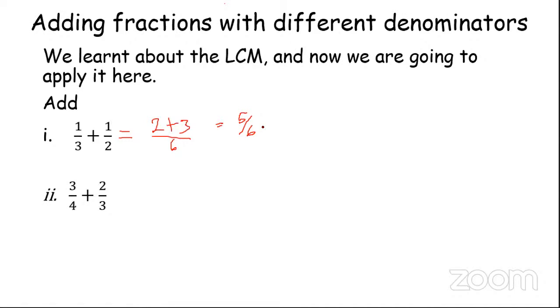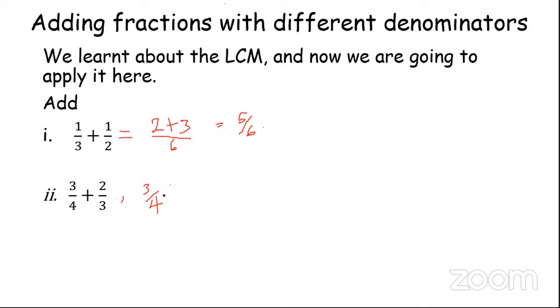Yes, then we also have 3/4 plus 2/3. So what will be our first step? Find the LCM. We find the LCM of 4 and 3. And what will that LCM be equal to? 12. Yes. So we still use the same method.